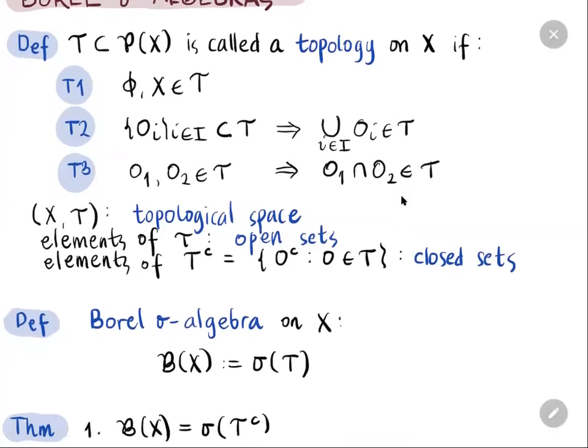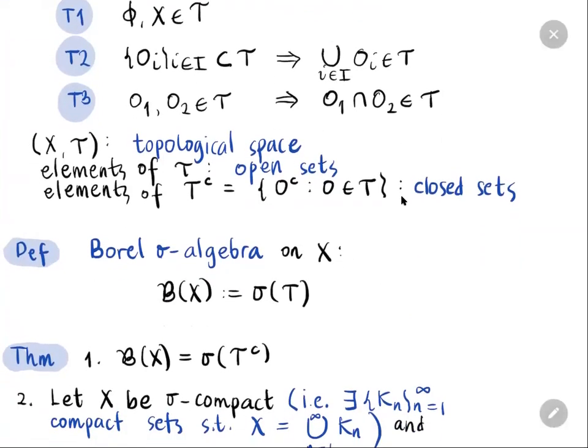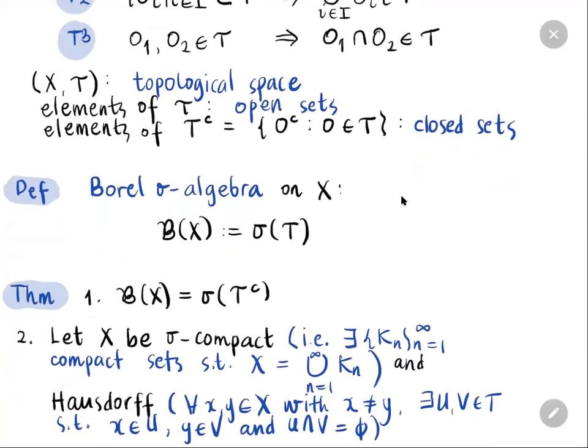So first observation, of course, the Borel sigma algebra, which we here denote by B of X, can be also generated by the closed sets. This follows immediately from the definition because the complement of an open set is a closed set, and we know that the sigma algebra is closed under complementation. Okay, the next one. So here we need some concepts in topology.